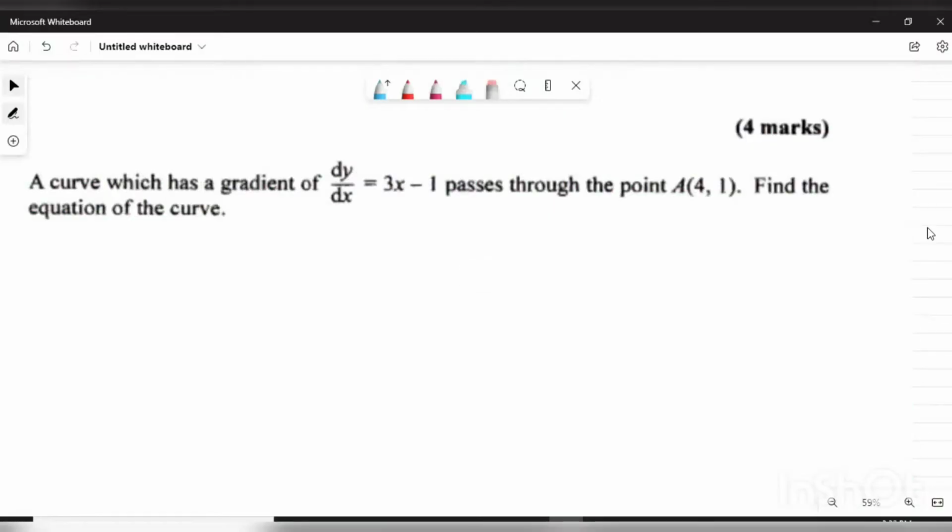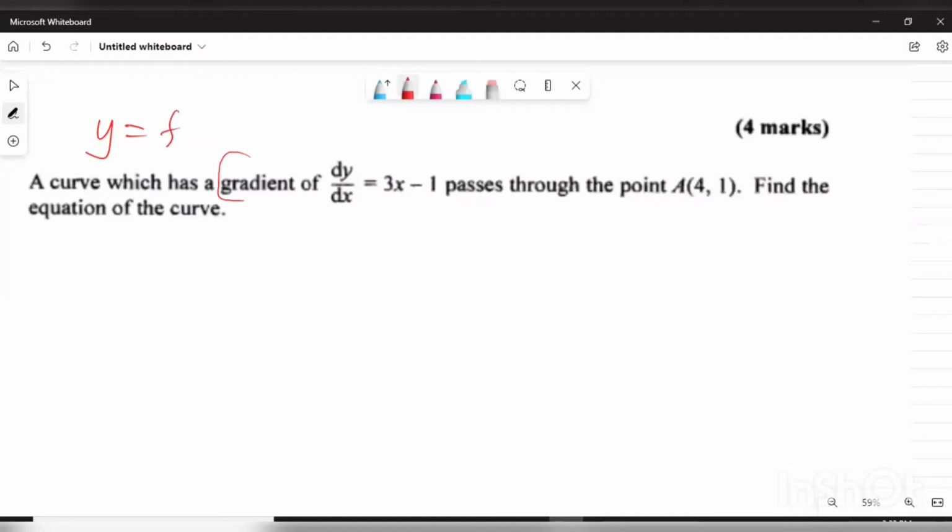So the question says a curve which has a gradient of dy/dx equal to 3x minus 1 passes through the point (4, 1). Find the equation of the curve. So here is the thing. Remember, when you get the gradient of a function, to go back to the original, you're going to have to take the integral of the gradient, because in order to get the gradient, you would have differentiated a true function.